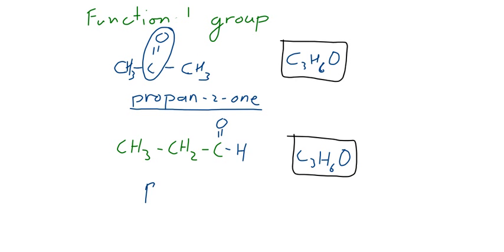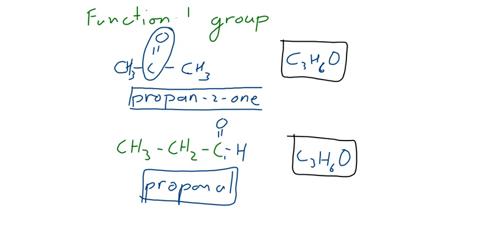Again, 3 carbons, propan, and now my aldehyde can only be on carbon number 1. So we only give a number to a functional group if it is possible to have various positions. Aldehyde always on my first carbon, so this is just propanal, and this propan-2-one. So this is how functional groups are isomers of each other.